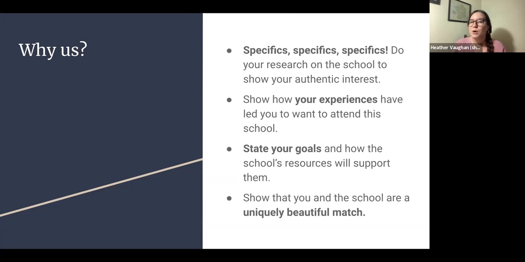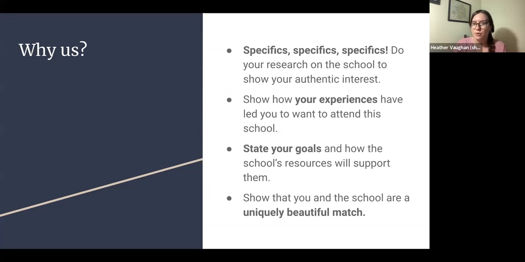Moving on, you also want to show how your experiences have led you to want to attend this school. It's not enough to simply say, this school is amazing because of X, Y, and Z. You need to draw that very obvious connection from you to the school. The way that I like to say it is to connect the dots for the reader. So illustrate how your unique experiences connect to what the school offers and show them that you're a great match.